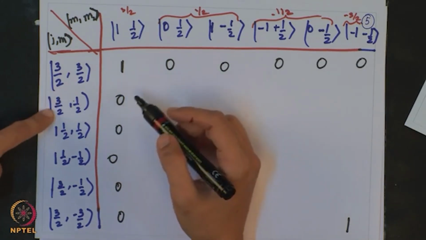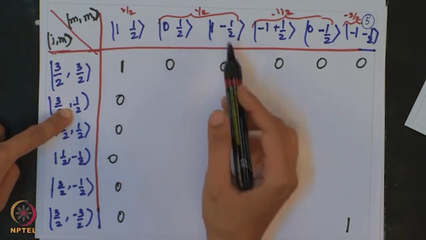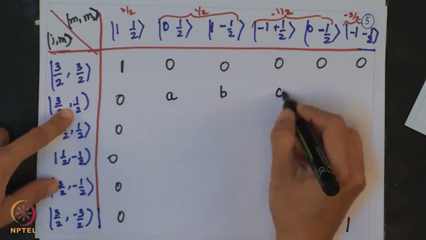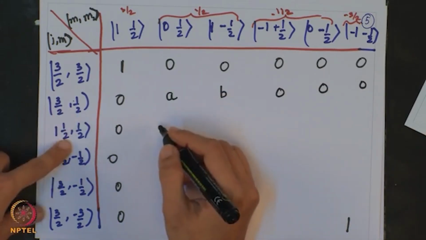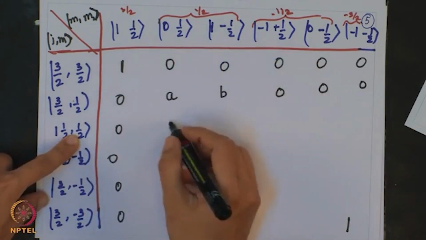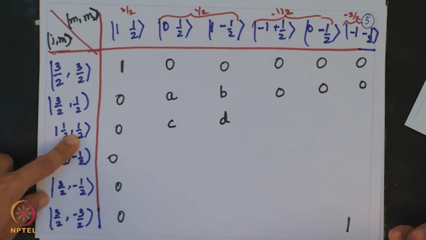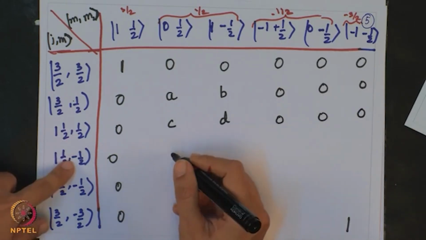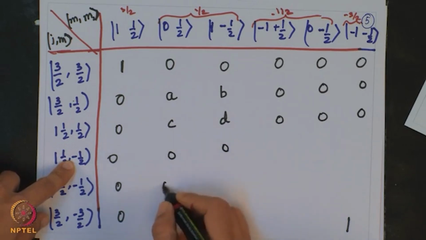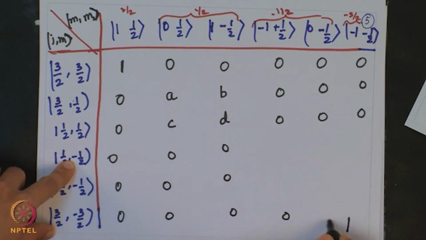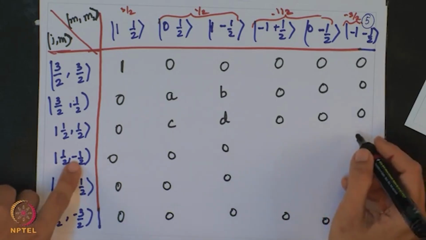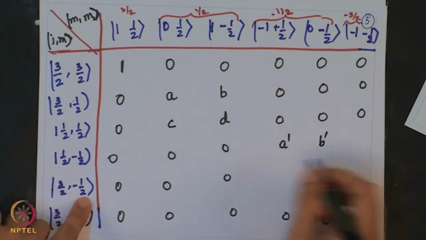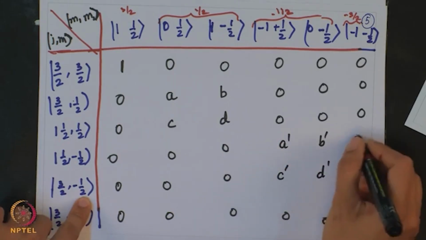Now, corresponding to this half state, there are two possibilities. Let me call this A and this B, and it is not possible to have these. Similarly, I can have half with these two states, so let me call this C and this D. The remaining would be 0. Again here there is a minus half, so these are all 0, and these will all be zeros. But here for minus half, there are two possibilities. So, I can have A prime, B prime, and here I can have C prime, D prime.